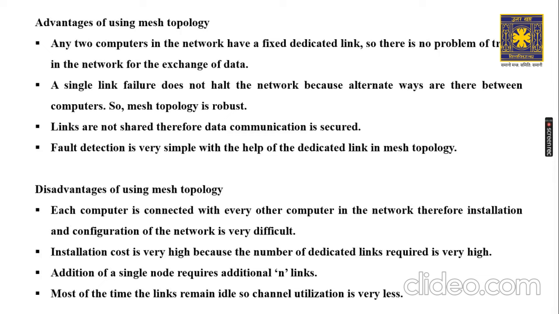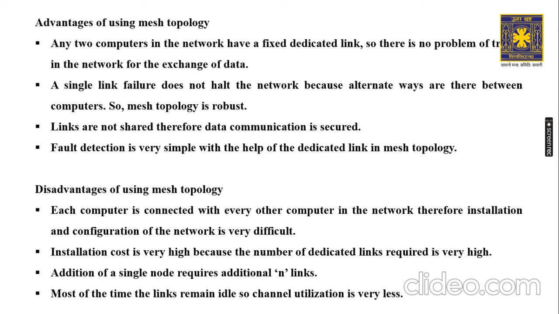As we are discussing the disadvantages of using mesh topology, I told you already that each computer is connected to every other computer in the network. So the installation and configuration of the network will be very difficult in mesh topology. Installation cost is very high because the number of dedicated links required is very high. Addition of a single node requires additional N links. Suppose there are 5 computers, how many links? 10 links. Now you want to install a 6th computer. Then you have to connect that 6th computer with every other computer present in the network. That means you have 5 more links here.